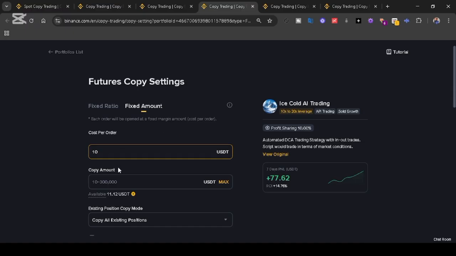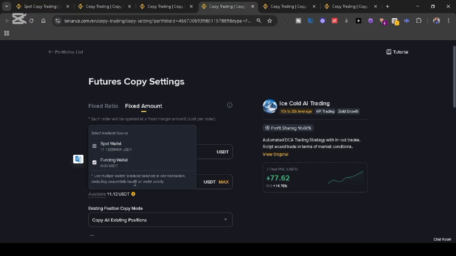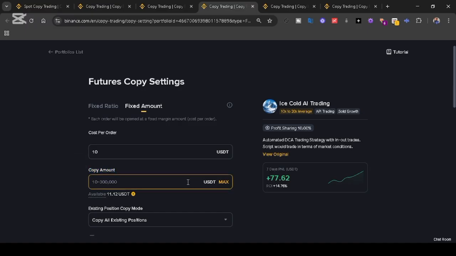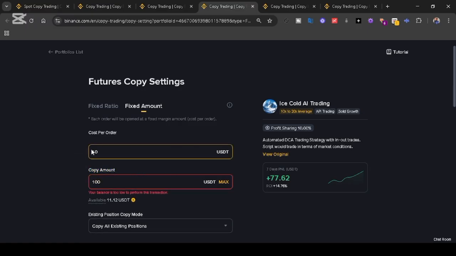So this copy amount here signifies the total amount of money that you want to invest in copying this particular trader. It could be up to $10, it could be up to $100. So let's say it is $100, that means if this guy is opening a trade of 10 slots, the $100 can be shared among the 10 slots to copy them with $10 each. So that is what it means.